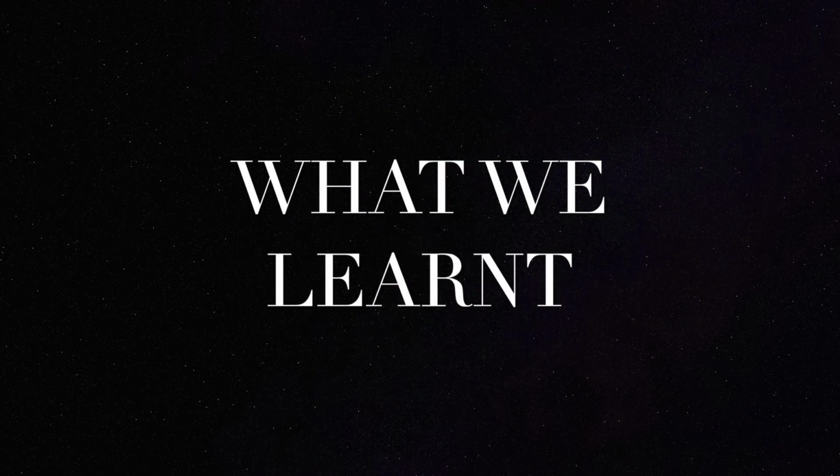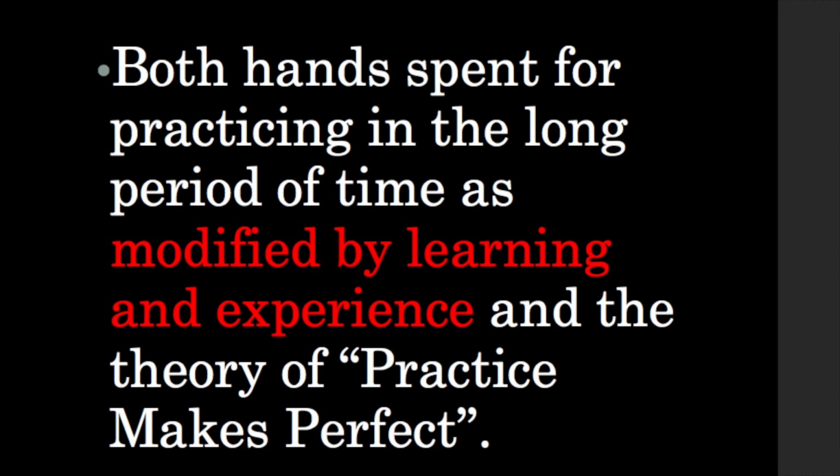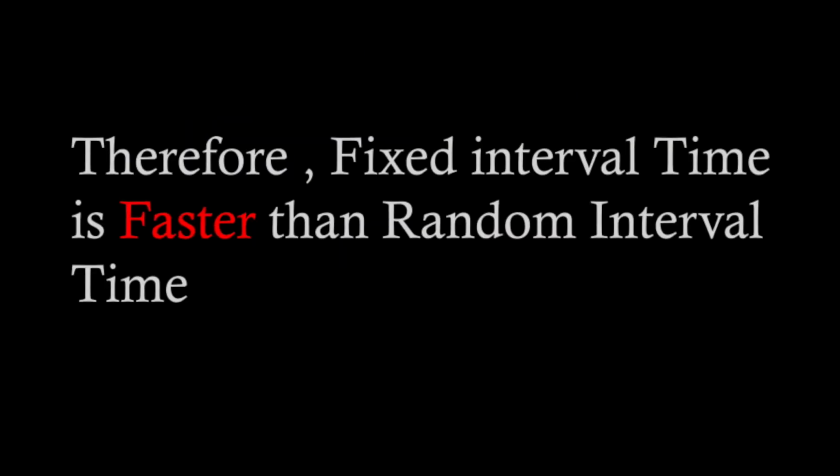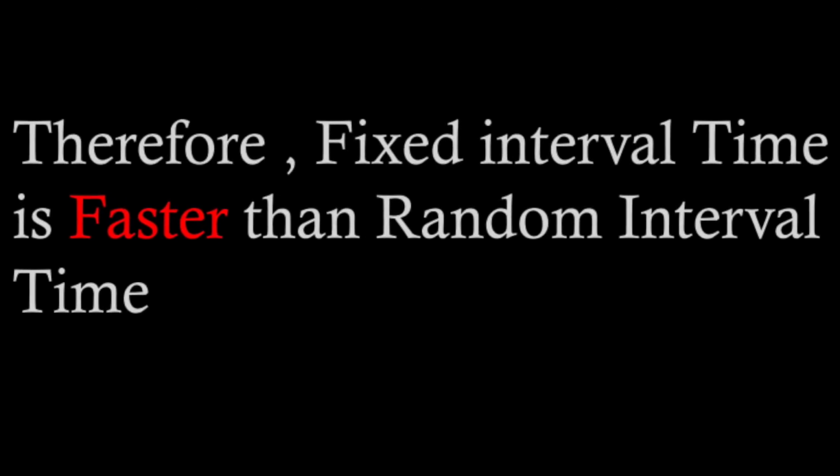Next, we will talk about what we have learned from the experiments of reaction time. From the results in the what we found section, both hands with fixed interval means are faster than random interval means. It indicates that both hands benefit from practicing over a long period of time, motivated by learning and experience, and the theory of practice makes perfect. Therefore, fixed interval reaction time is faster than random interval.